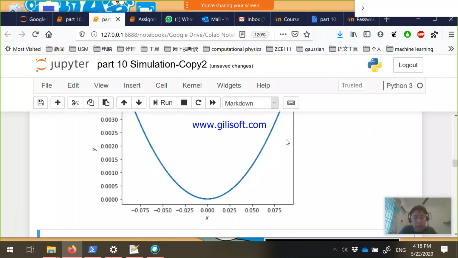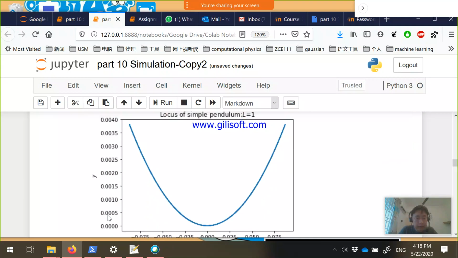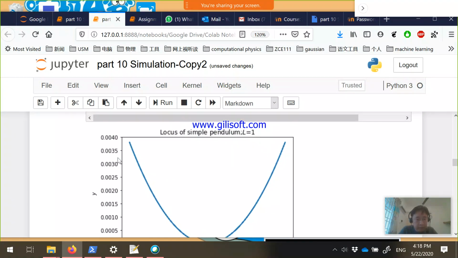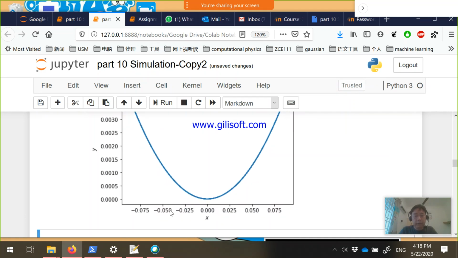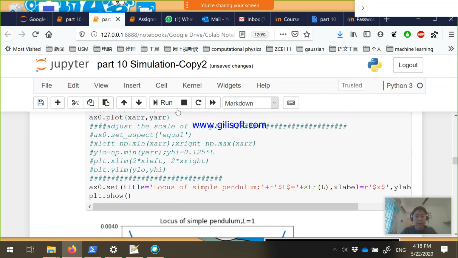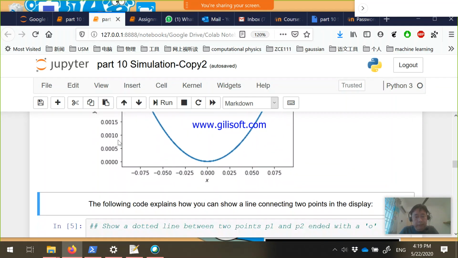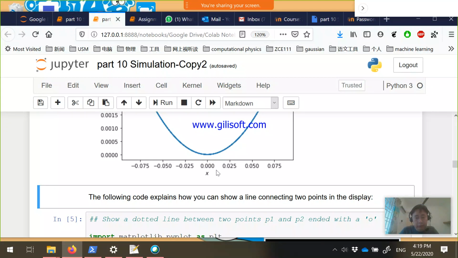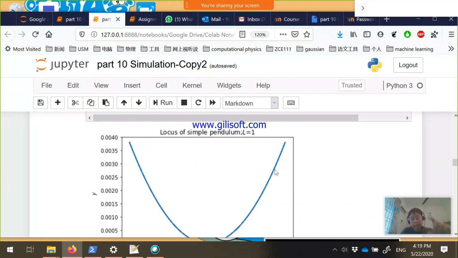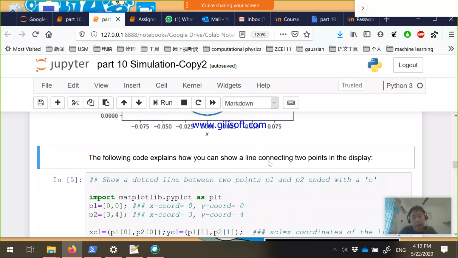A very important thing to note is that the x has a scale which is different from the scale of y. The y scale is very small because the pendulum length could be quite 1 meter, but it swings only 5 degrees. So this is just a small curve with a height of only 0.004 meter. But the length of x is much larger than the displacements along the y direction. But anyway, we'll do that.